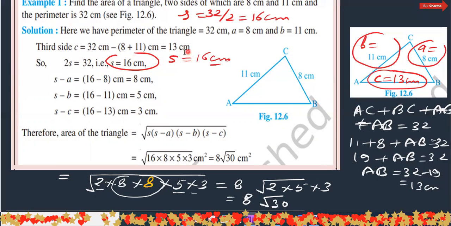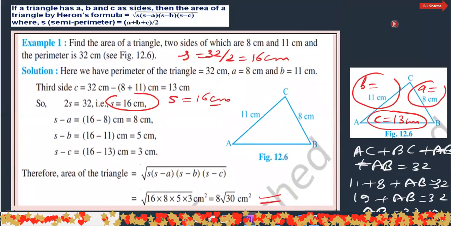And what is the unit here? This is centimeter, so you can write here centimeter square answer. So that is 8 root 30 centimeter square is the answer. It means it is the area of the given triangle ABC. So that's all for the example number 1.